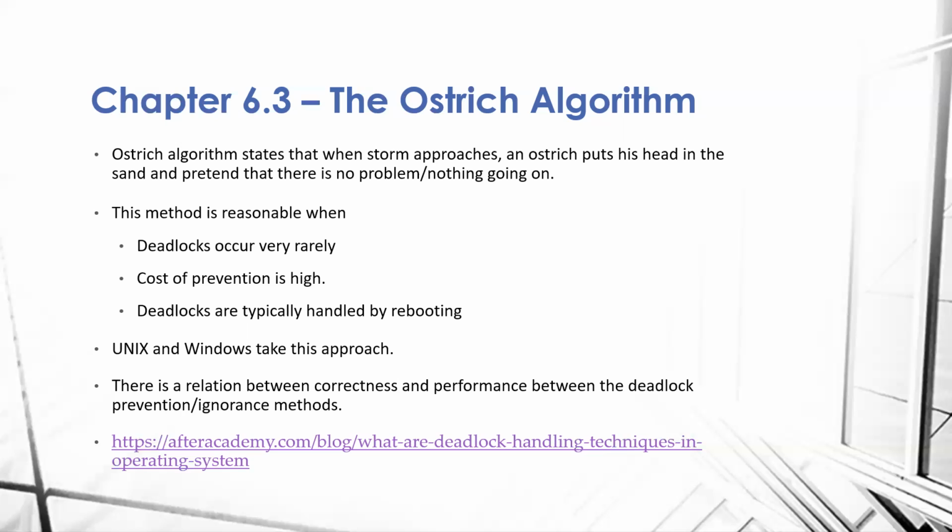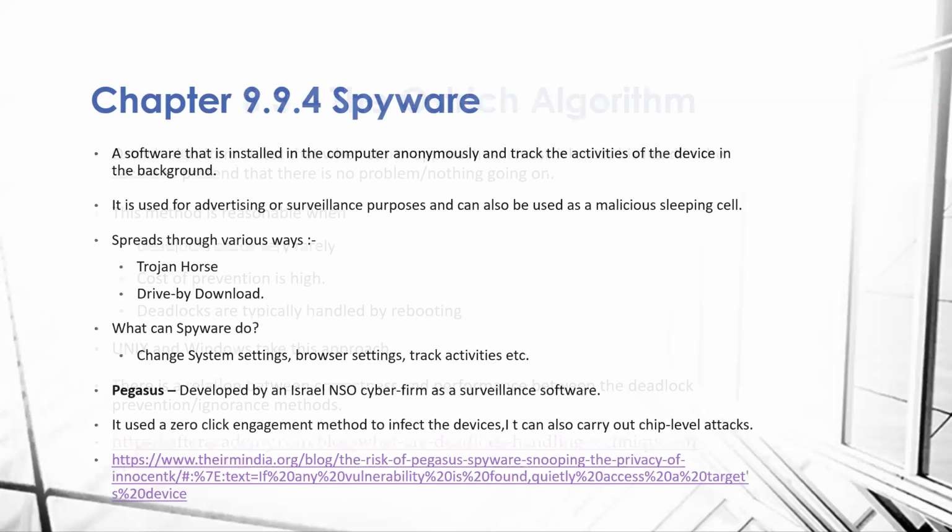There is also a relation between correctness and performance in deadlock handling. In other prevention methods, what happens is when the CPU checks for the deadlock after a regular interval, it reduces the performance of the system, which is not the case with the deadlock ignorance algorithm, or I can say the ostrich algorithm. But the correctness is vice versa, as there is a chance of losing data in the ostrich algorithm, which is not the case with the other deadlock prevention methods.